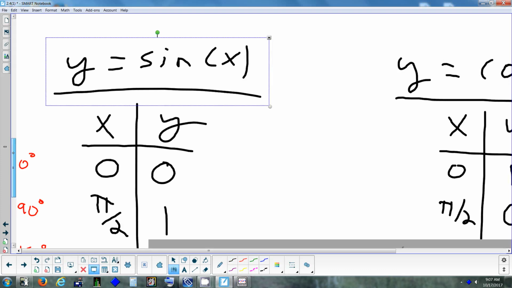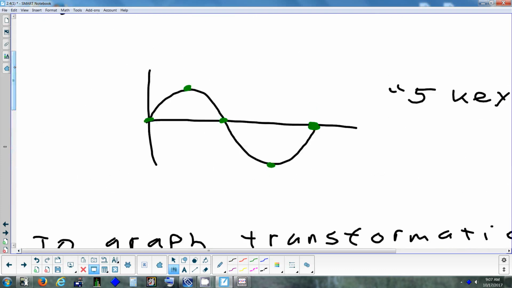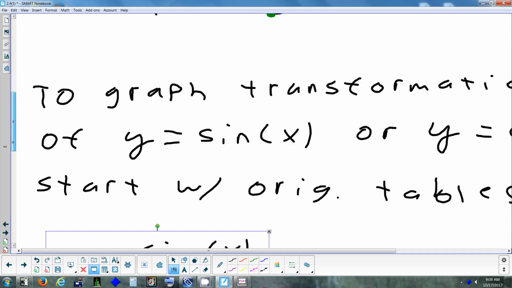So just to show you where these first 2 points are, that's 0, 0. This is pi over 2, and it's up at 1. And does it look like the graph goes any higher than the number 1? What do you think, Bob? No, it never goes higher than 1. So that might give you a hint at how low it's going to go in a second.